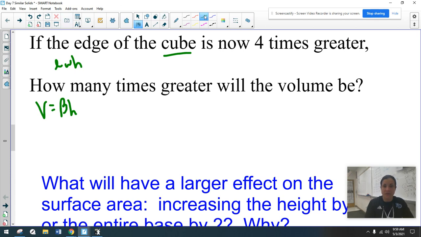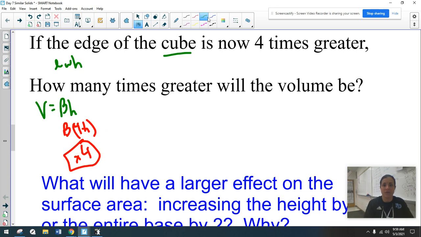Okay, so if you did the shortcut way, the edge of a cube is now 4 times greater, so I'm just throwing a 4 in there. It doesn't matter whether you pick the length, width, or height because they're all the same. So if I did it like that, I can just say, well, I'll pick the height. So all that's going to do is make it 4 times greater.